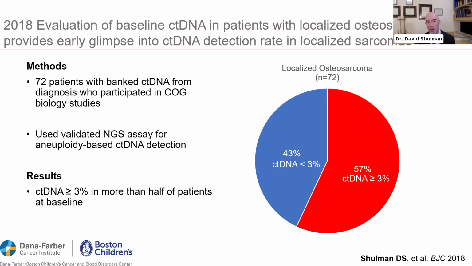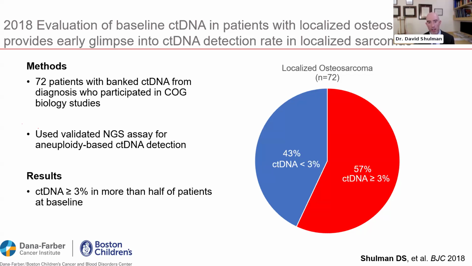Where we looked at a cohort of patients who had been treated for localized osteosarcoma. So that means the osteosarcoma, bone sarcoma that was just in one place when they were diagnosed. So this was a group of 72 patients, mostly teenagers, who had submitted blood samples on some older clinical trials and clinical research studies before they started any treatment.